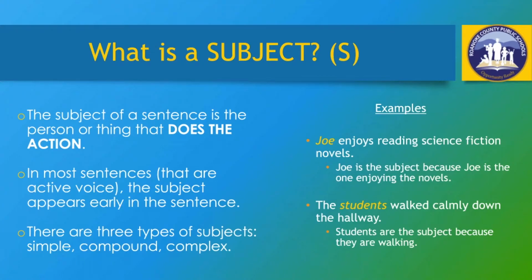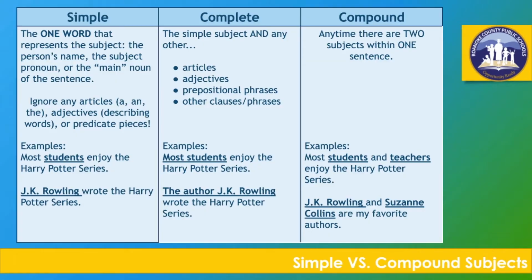And then there are three different types of subjects. We have simple, compound, and complex. Here are some examples. Joe enjoys reading science fiction novels. Joe is the subject because Joe is the one enjoying the novels. The students walked calmly down the hallway. The students are the subject because they're the ones doing the walking.